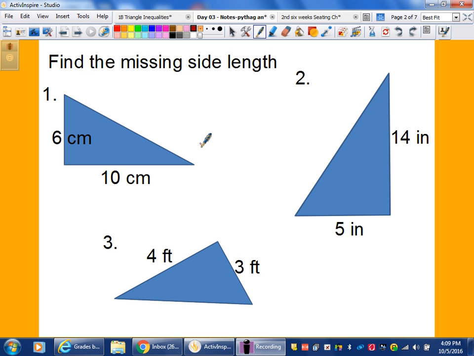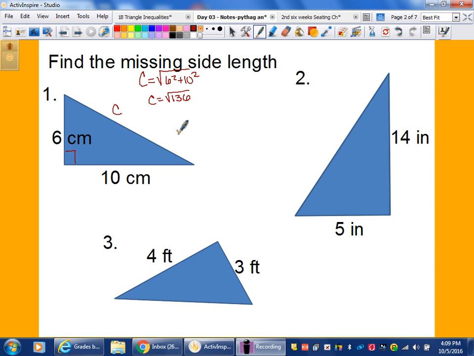Okay, so let's look at number 1. My right angle is right here, so this is c that they're wanting. So to find c, I have to use the square root of the other two sides squared and added together. So 6 squared plus 10 squared. This would give you the square root of 136.